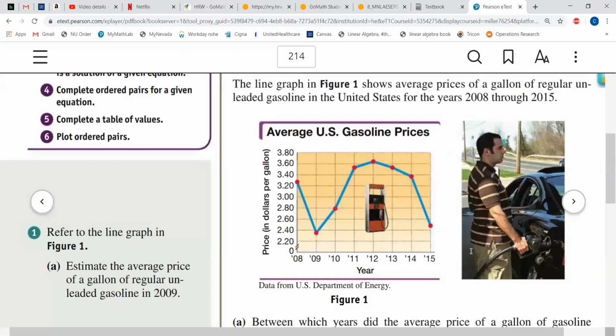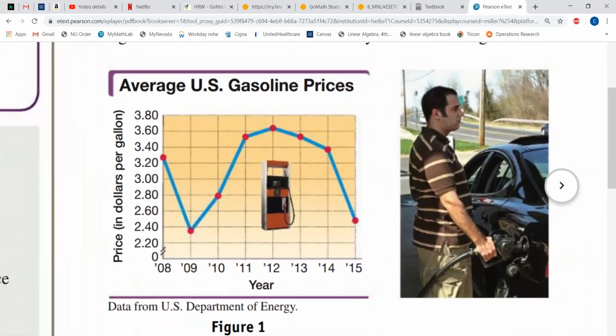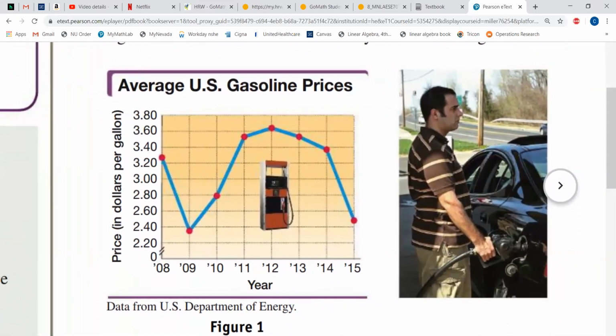So we have the textbook here, and this is the graph that we're going to be looking at. So it's figure 1. So if you look, we have our line graph here, and then we have the years down at the bottom, 2008 to 2015. And then the price starts down here at 0. They use these slashes to show that there's a break. Not all of this represents the same amount because you want an equal amount between all of them. Goes up to 2.20 and then goes up by 20 cents from there.